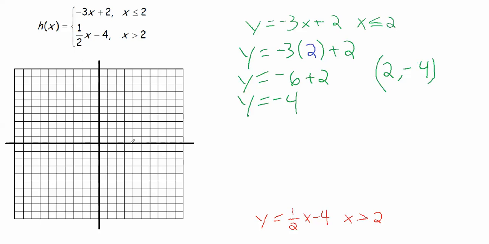Now I want to plot that on my graph, and before we plot that point we have to figure out what our inequality is. Because it's also equal to, it's less than or equal to, we want to plot a closed dot. So when we plot this point, which is over 2 and then down 1, 2, 3, 4, it's going to be a closed dot.